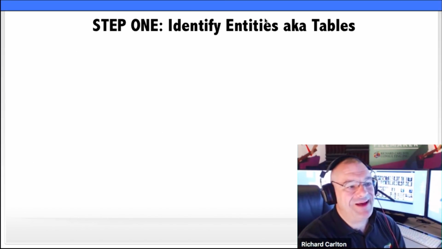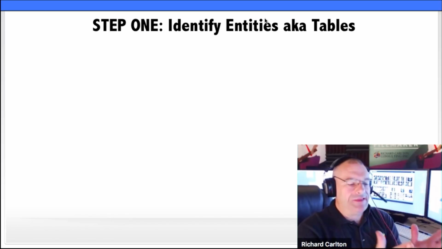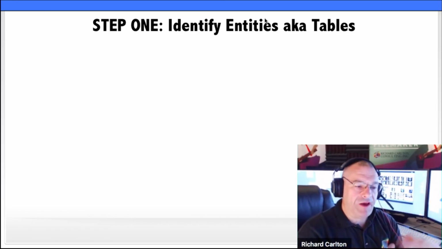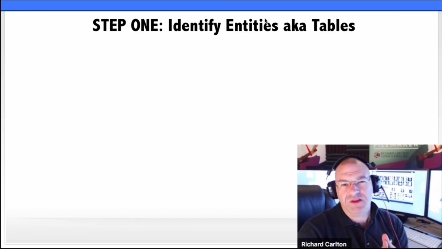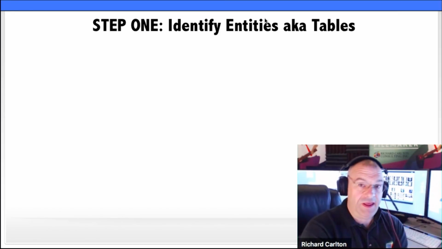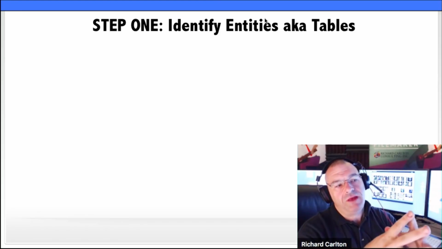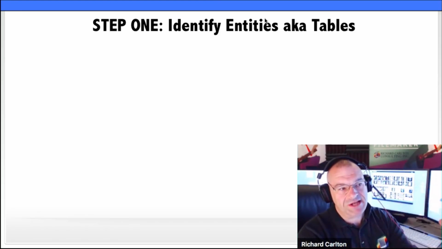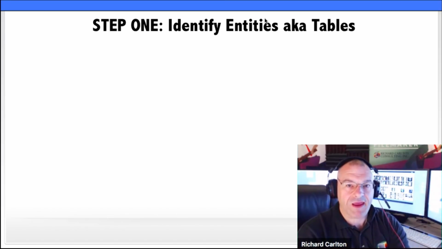So step one, identify entities, right? At the core of a FileMaker custom application is the idea of storing data. So we're going to store data, and what you have to do as a person who is building a custom FileMaker application is identify in your organization or your business processes the main elements of what you want to track.